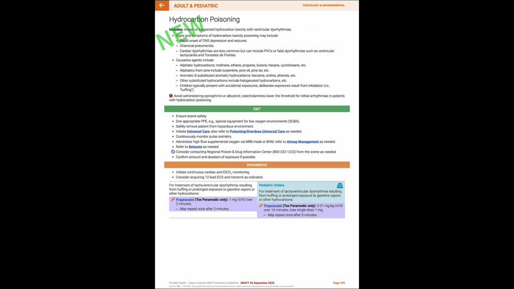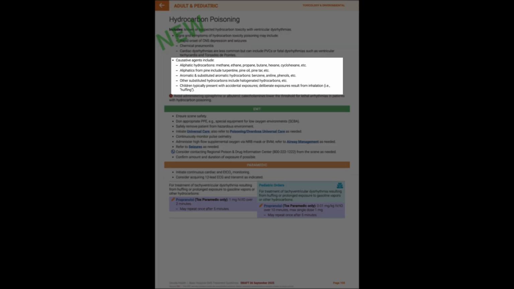This page is new and it covers hydrocarbon poisoning, a low frequency but potentially fatal toxicologic emergency. Hydrocarbon exposures could involve ingestion, inhalation, or dermal contact with substances like gasoline, propane, paint thinners, or pine oil-based cleaners. These incidents may be accidental, particularly in children, or intentional, such as in cases of huffing. Signs and symptoms can vary.